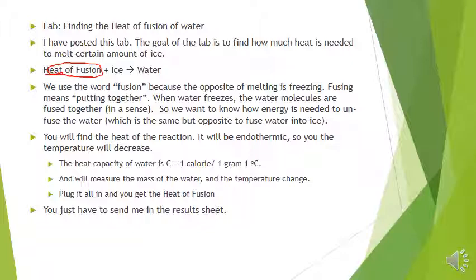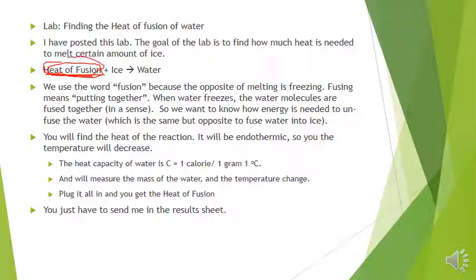Because melting is the opposite of freezing. When you freeze something, you're fusing things together. So when you freeze, you fuse water molecules together in a sense. And then when you melt them, you unfreeze them or unfuse them. So if you know the unfusion heat, the amount of heat to unfuse something, it's also the energy to fuse. So even though we call it heat of fusion, it could also be called the heat of unfusion. So what you're going to do is figure this value out.